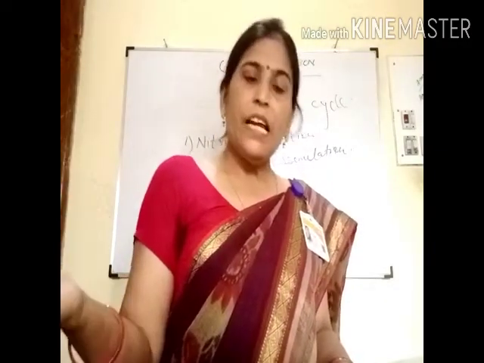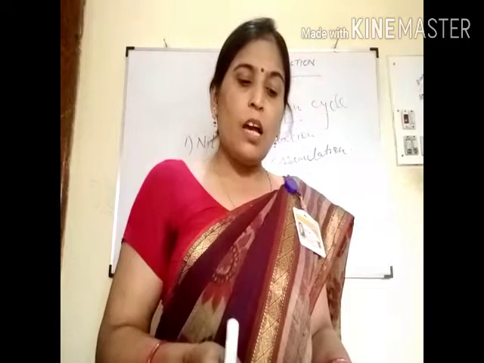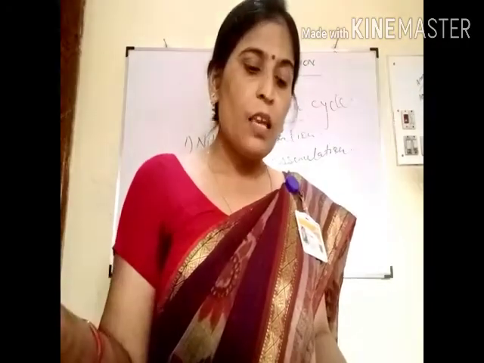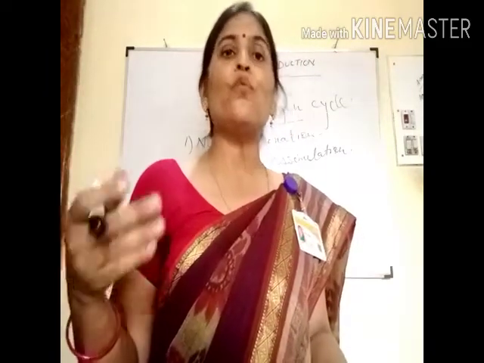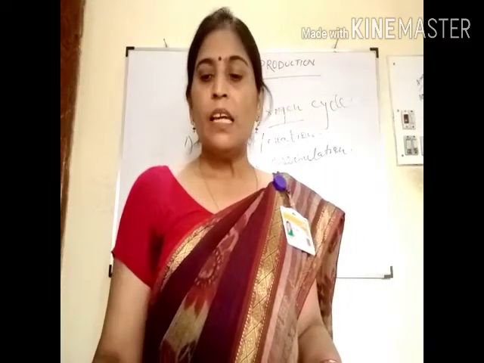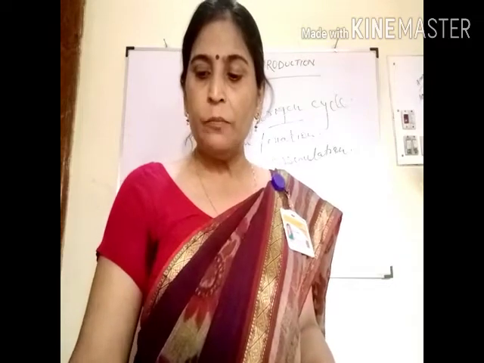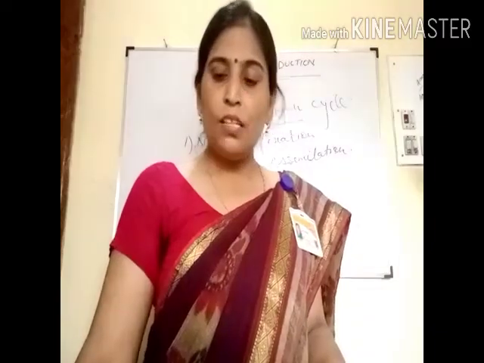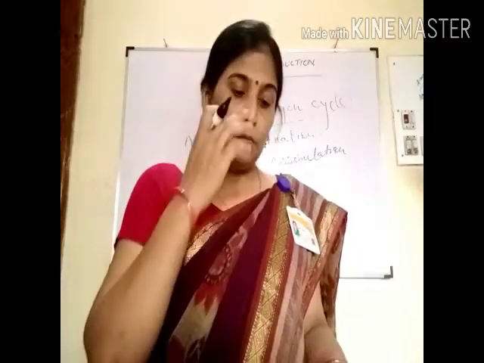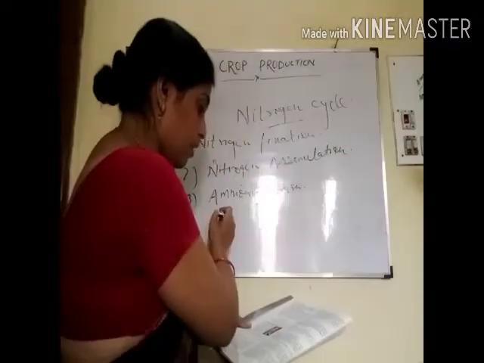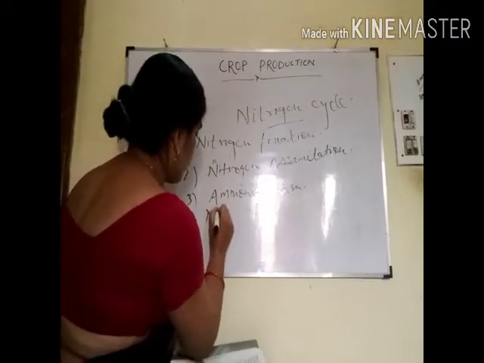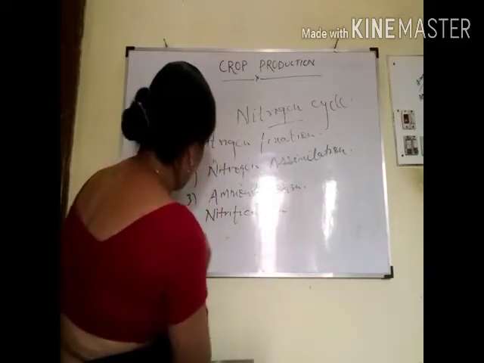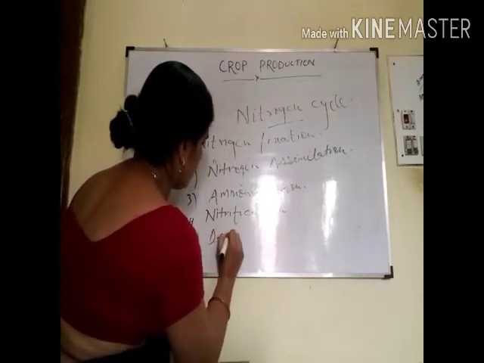Just the reverse is denitrification. Now these nitrates are absorbed by the plants, and the rest are converted into free nitrogen gas by denitrifying bacteria. That is called denitrification. So ammonification, then nitrification, and the last is denitrification.